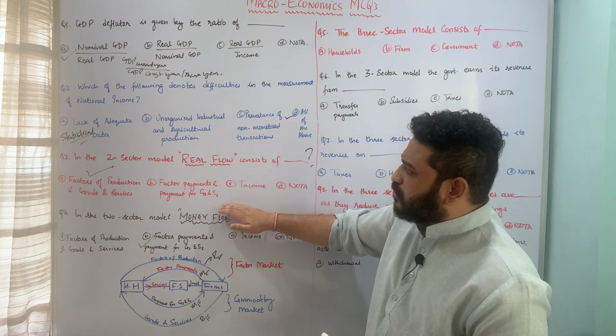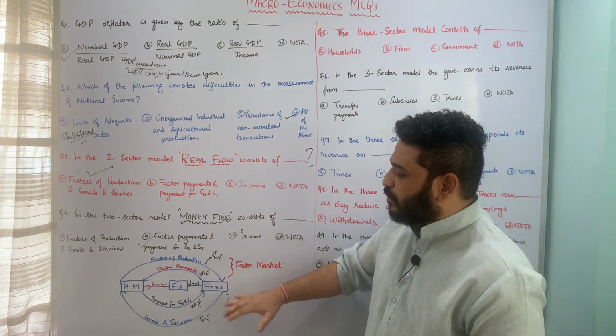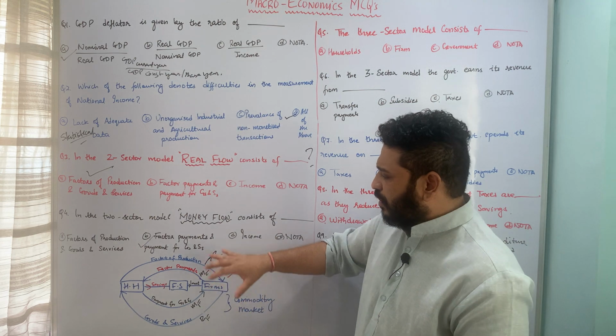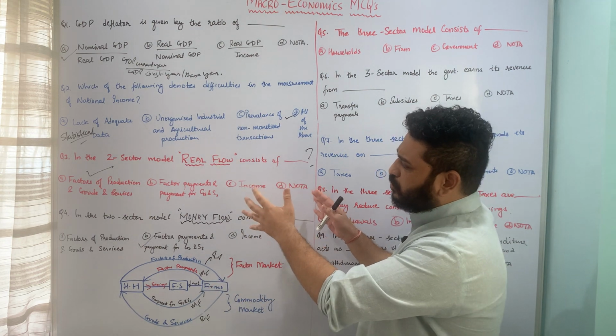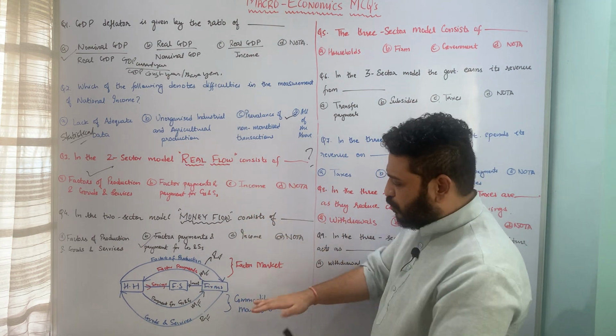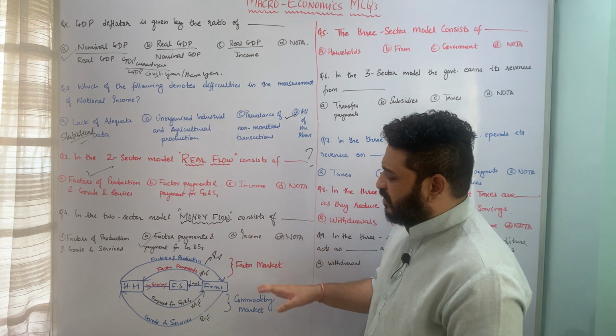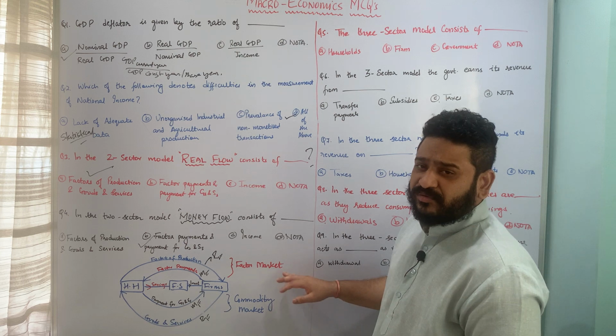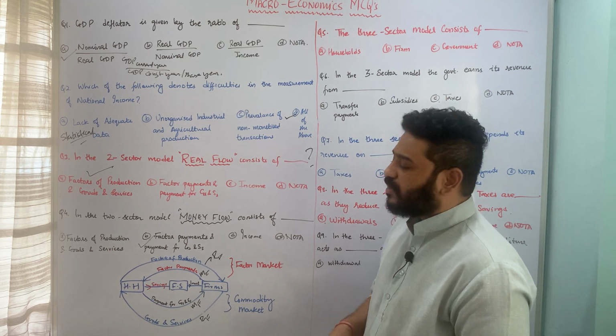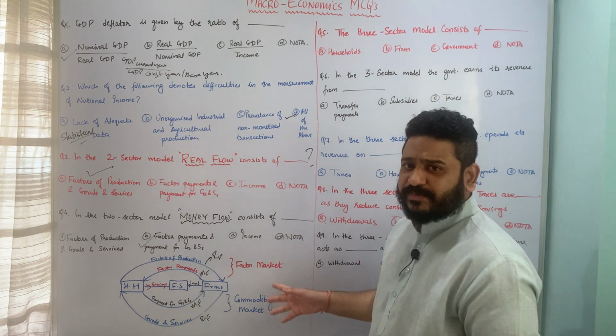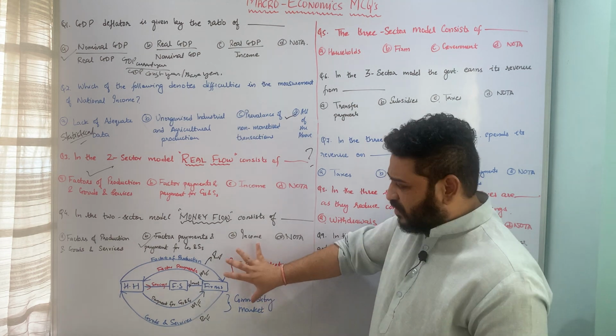I hope both these questions associated with two sector model are pretty much clear. I hope the two sector model makes sense to you with the help of this diagram, and the movement of factors as well as commodity in both factor market and commodity market, and also the real flows and money flows in the respective markets. I hope this is pretty much clear.